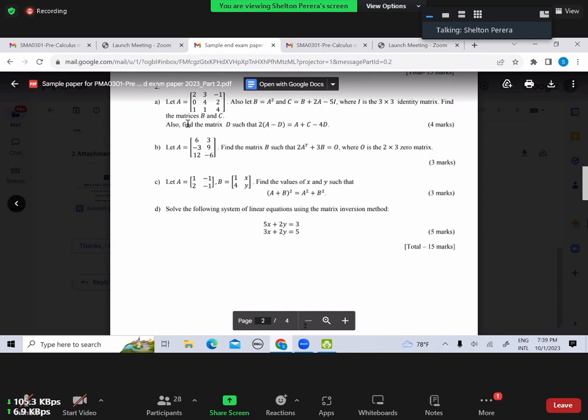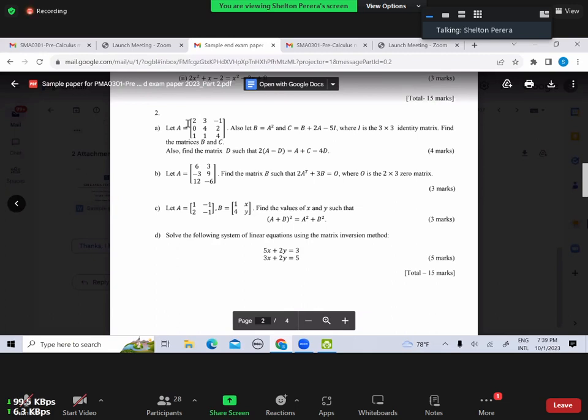Question number 2. A is given to be, I'm just copying, I will show you. First row: 2, 3, minus 1. Second row: 0, 4, 2. Third row: 1, 1, 4. So our first thing is to find B. What is B? B is equal to A squared.